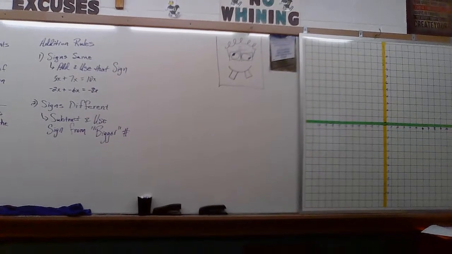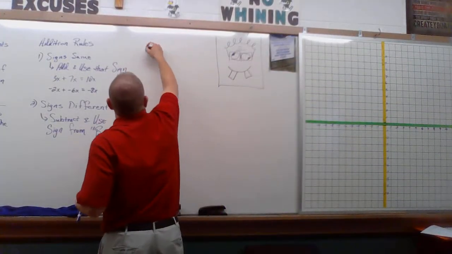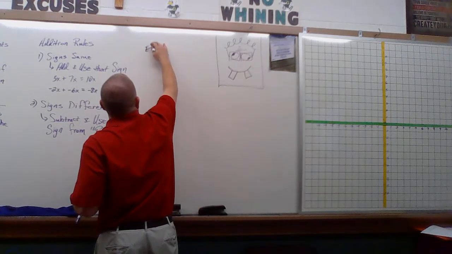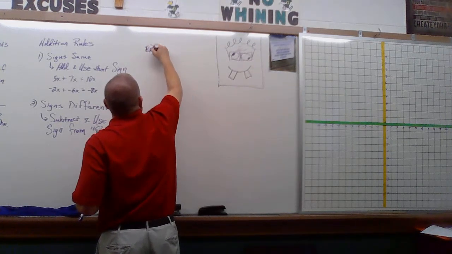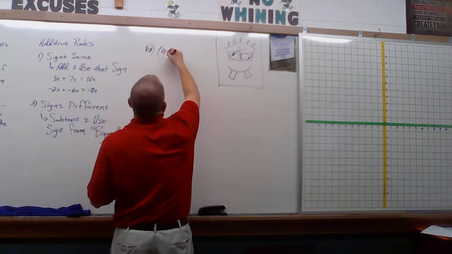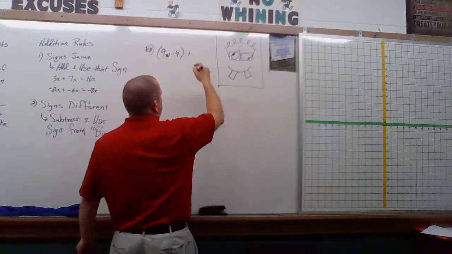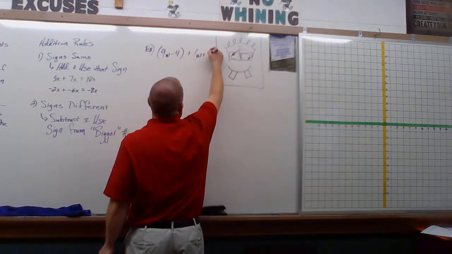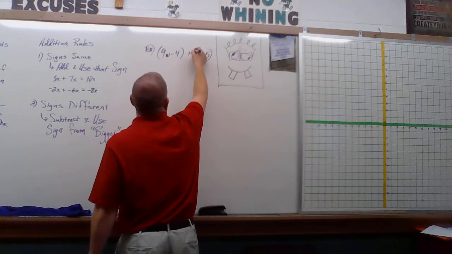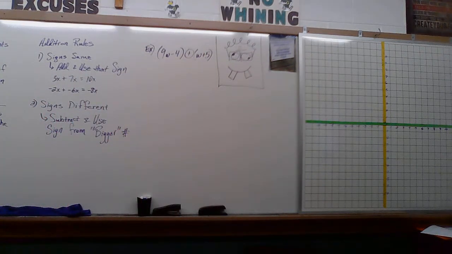So here's my problems. And you get to decide kind of how you want to do this. So, first example: 9w minus 4 plus w plus 5. So first off, you notice this sign in between the parentheses. That basically tells you that it's an addition problem.